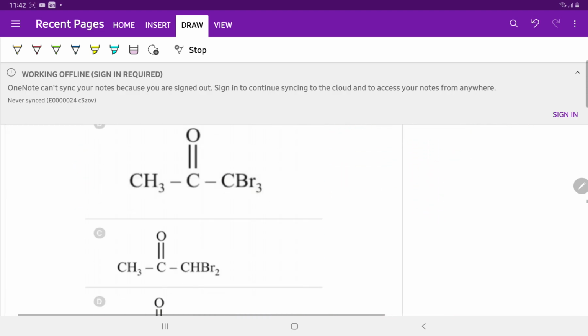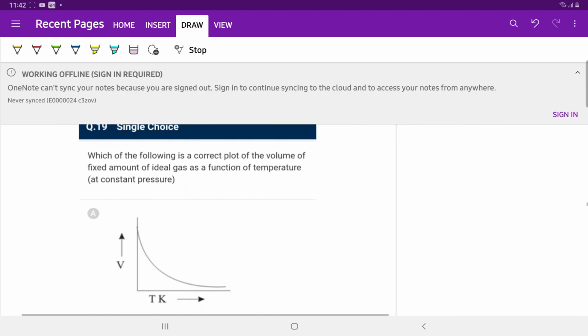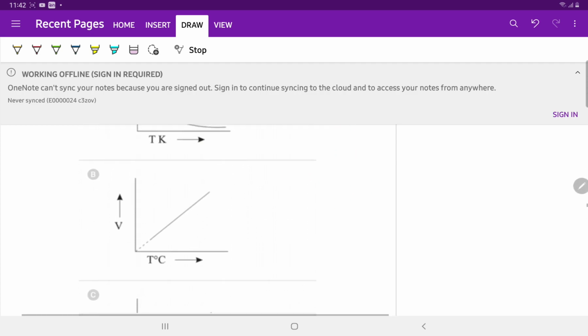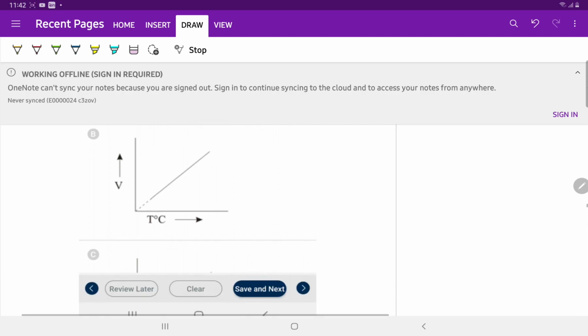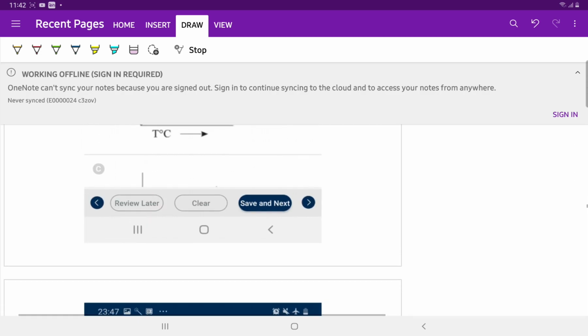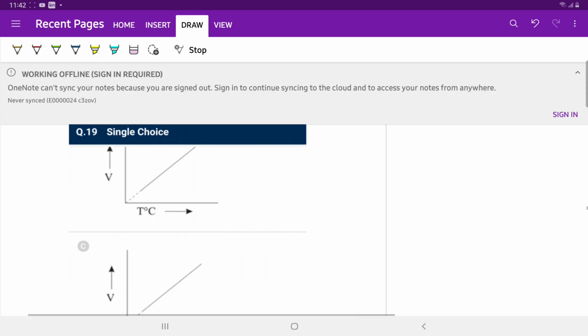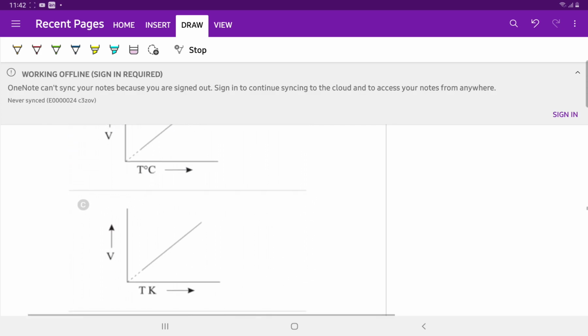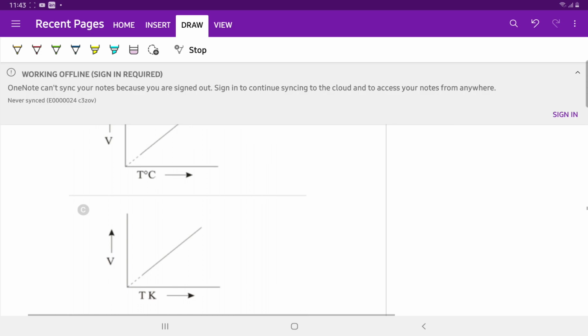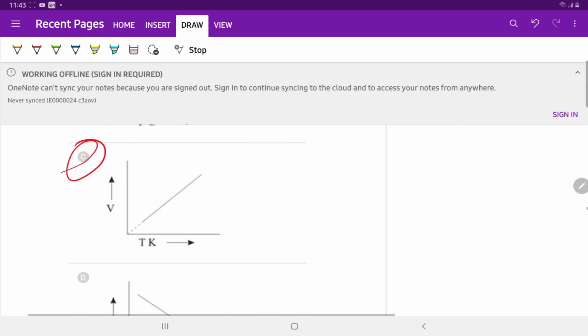Question number 19. Which of the following is the correct plot of volume of a fixed amount of ideal gas? Number of moles is constant as a function of temperature. We know very well that V is directly proportional to T. So V is directly proportional to T in Kelvin. So option C is correct.